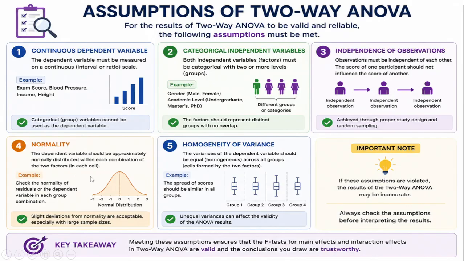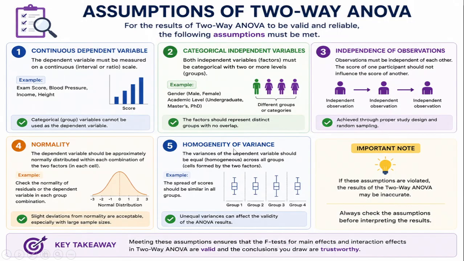The normality check is just trying to check the continuous variable, that is the dependent variable. It should be approximately normal. If you do not understand the normality check, you have to check my normality video. So we have to make sure that the scores are normally distributed. It shouldn't veer to one side.